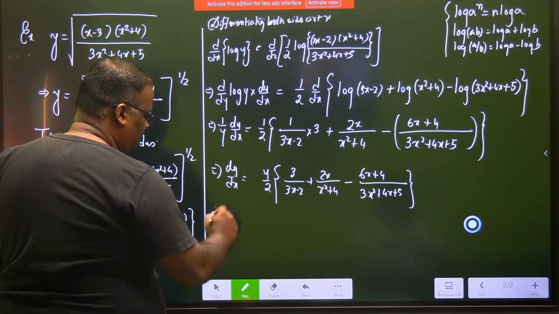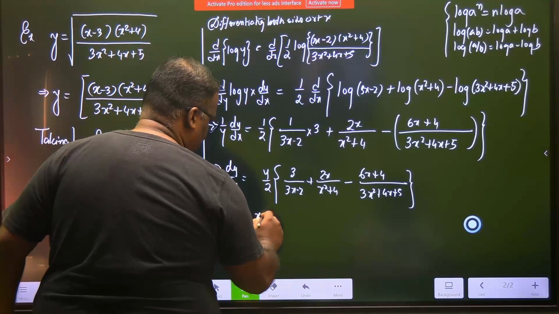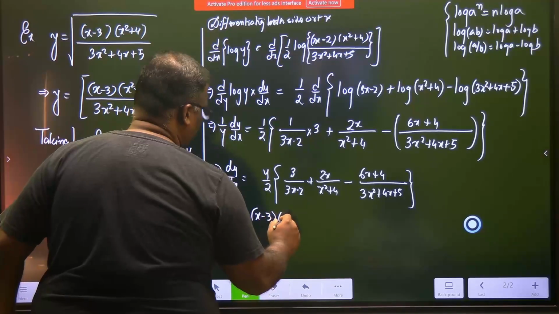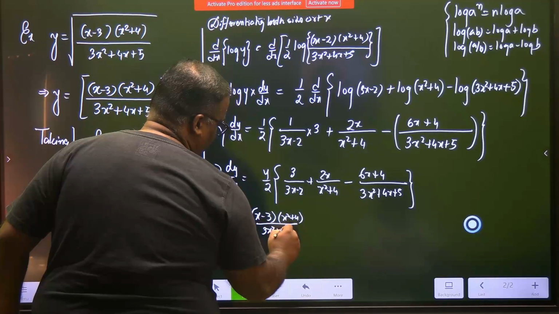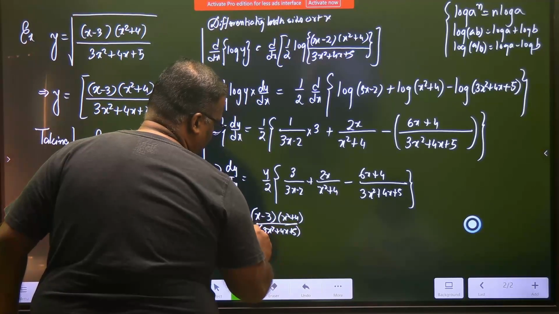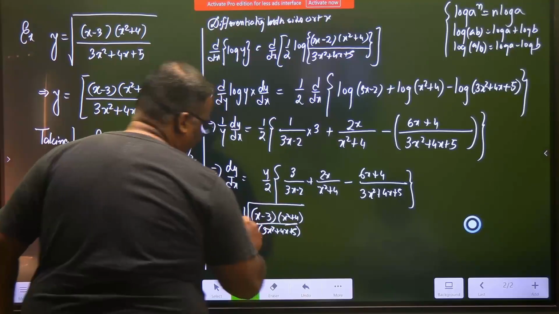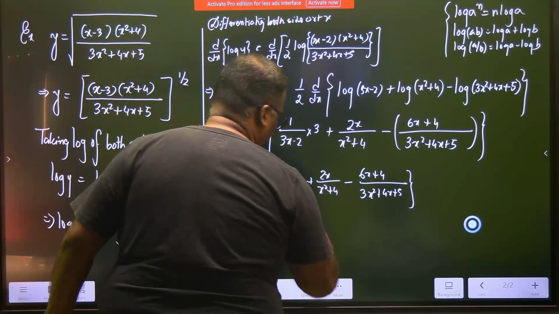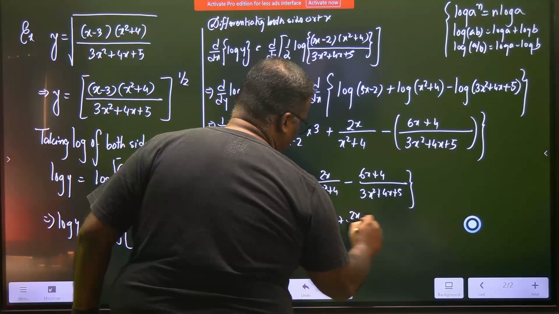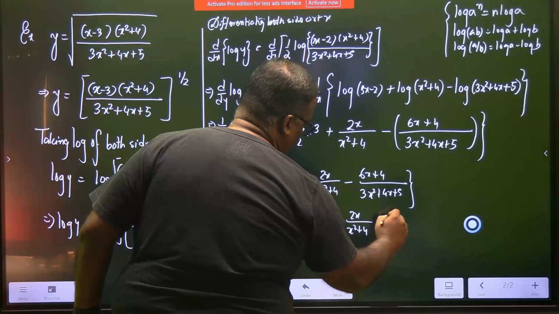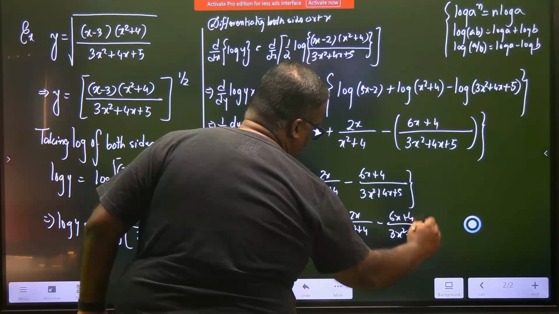Our last step would be dy by dx is equal to, now you bring your y. What was your y? (x minus 3) times (x square plus 4) times (3x square plus 4x plus 5), then you have a 2, then you have a root of this. You have the half. This is y multiplied by 3 by 3x minus 2 plus 2x by x square plus 4 minus 6x plus 4 divided by 3x square plus 4x plus 5. That's it. Done.